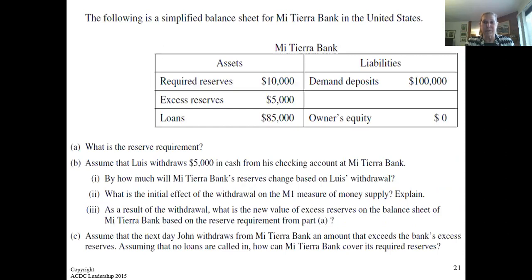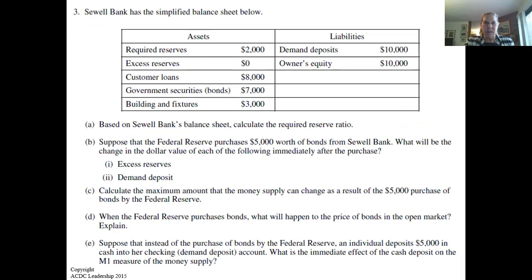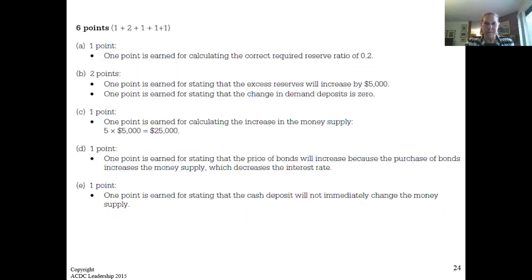Okay, the following is the simplified balance sheet for Miterra Bank in the United States. So again, this is another example of what you might encounter on the AP exam in terms of a free response question. And here's the rubric. Okay, here's another example of an FRQ. And here's the rubric.